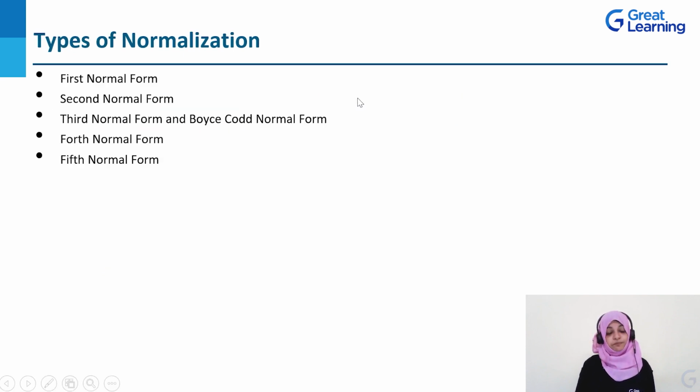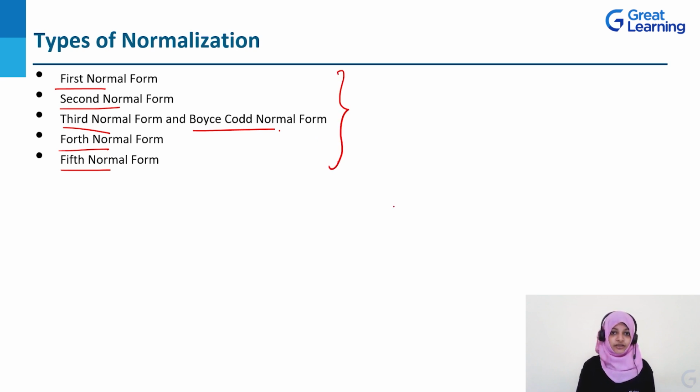We have 5 basic types of normal forms, namely the first normal form, the second normal form, the third normal form, fourth and the fifth normal form. Apart from this, we have a variation on the third normal form, which is actually just a stricter form of it, called the Boyce-Codd normal form. In this course, we'll be looking at all of these one after the other. So let's quickly get started.